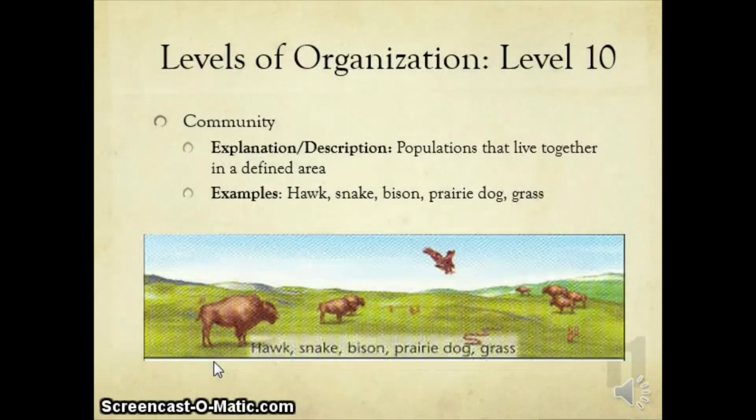When we take populations and we combine them together, so we take all the populations that live in a specific area, we then have a community, which is level 10. So in this example, we have the population of bison, population of hawks, population of snakes, prairie dogs, and populations of grass. We put all those together, we now have a community, so populations that live together in a defined area.